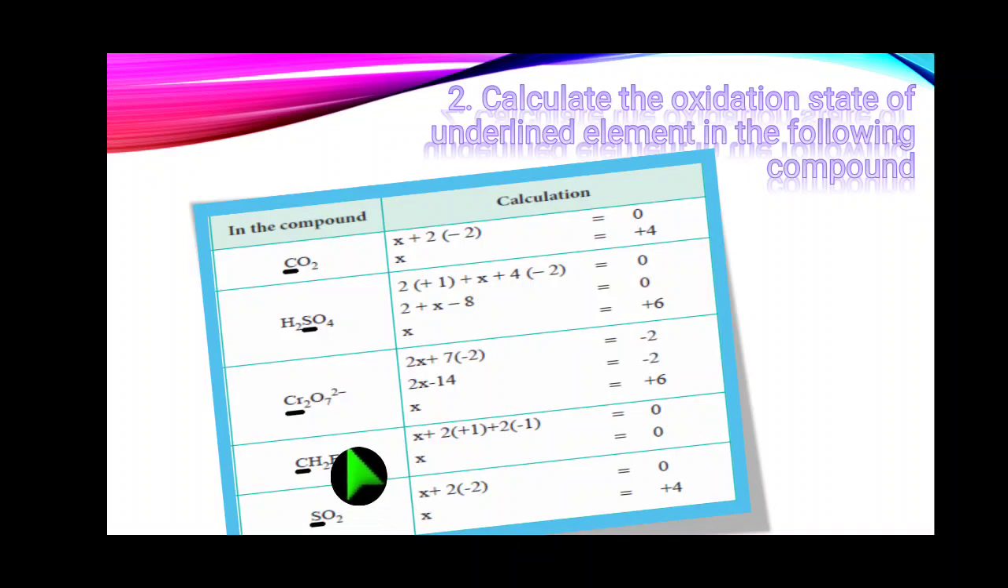Okay, the last compound, sulfur dioxide. The sulfur we are going to find, so x plus 2 oxygen, 2 into minus 2, since oxygen carries the common oxidation state minus 2, equal to 0, so x equals plus 4 for the sulfur oxidation state in sulfur dioxide. Okay, so whatever chemical compound is given, we can find the oxidation state of the underlined element.